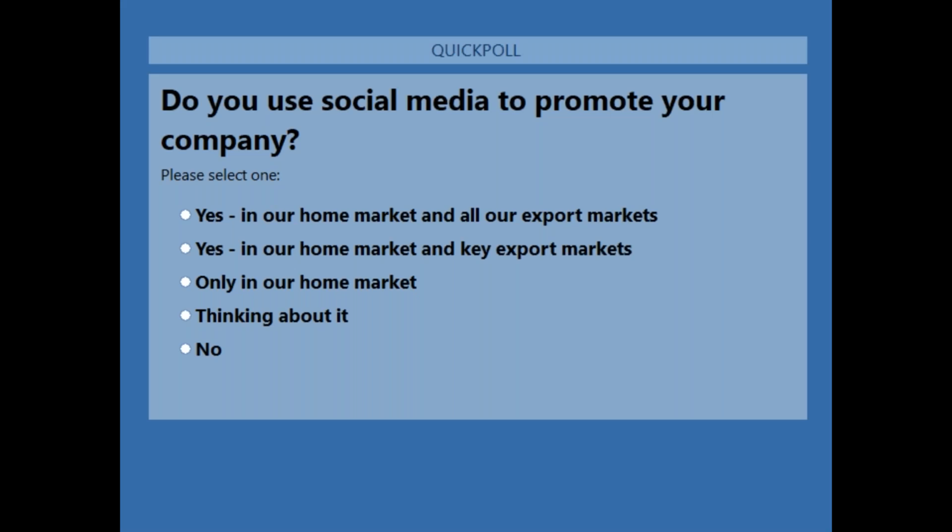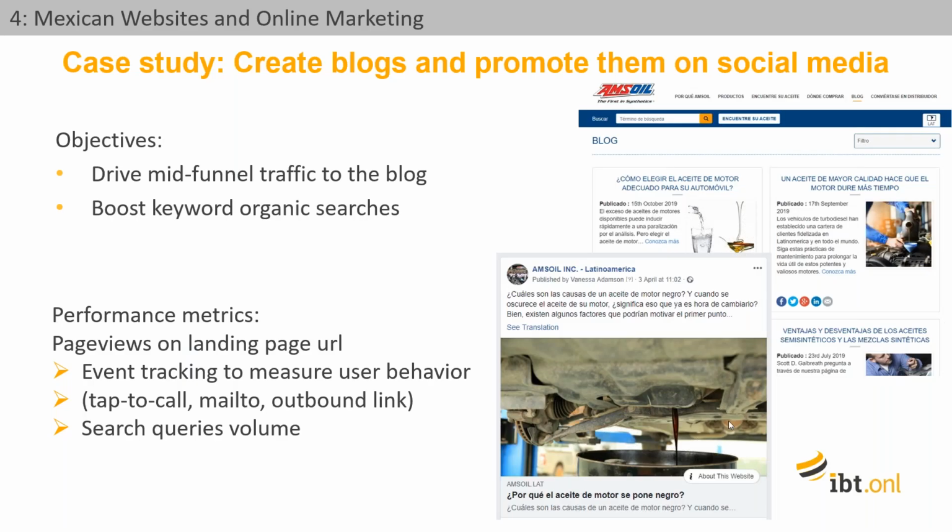Okay, I'll give you some responses. I think it's pretty evenly split between your home market and your key export markets, and only in your home markets. Hardly any of you, just a very, very few, have social media in your home market and in all of your export markets. But it's evenly split, home market and key export markets. So very happy about that.